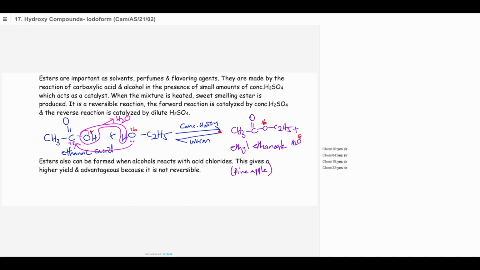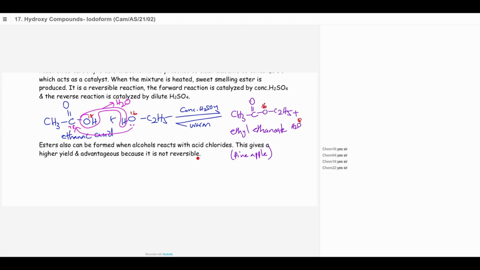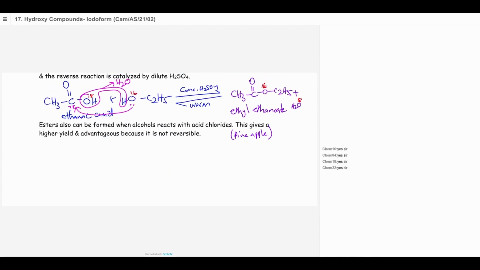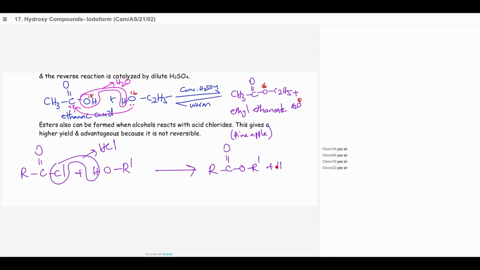So the forward reaction is catalyzed by concentrated sulfuric acid, whereas breaking down of the ester, which is the backward reaction, is catalyzed by dilute sulfuric acid. Now, this is a reversible reaction, right? But if we want to increase the yield of the reaction, we can use acid chloride instead of a carboxylic acid. If acid chloride is used, you get a much greater yield. It won't be a reversible reaction, but the byproduct instead of water will be hydrogen chloride.